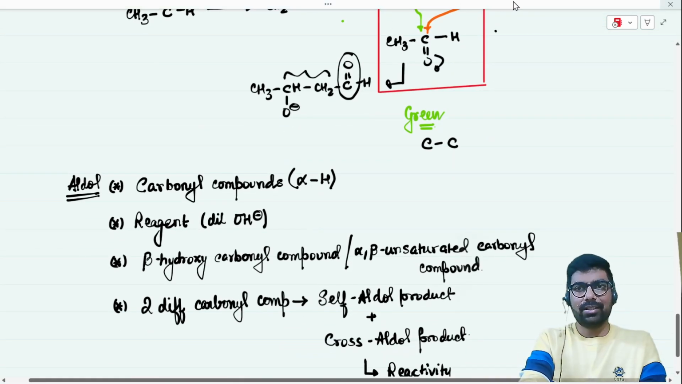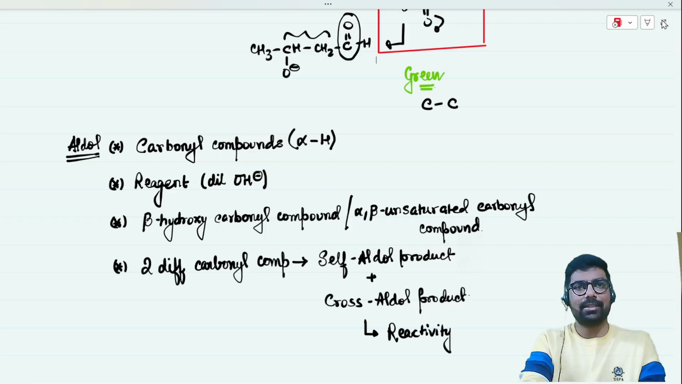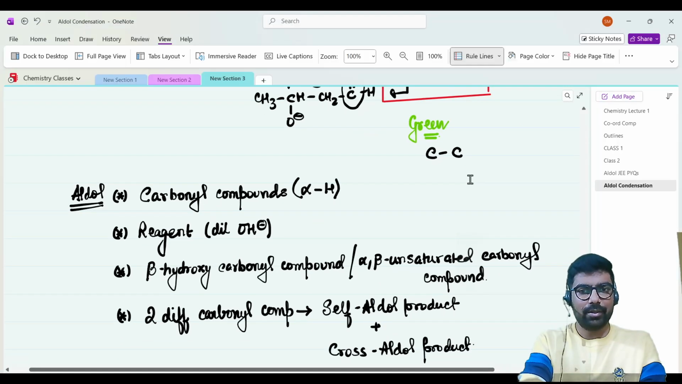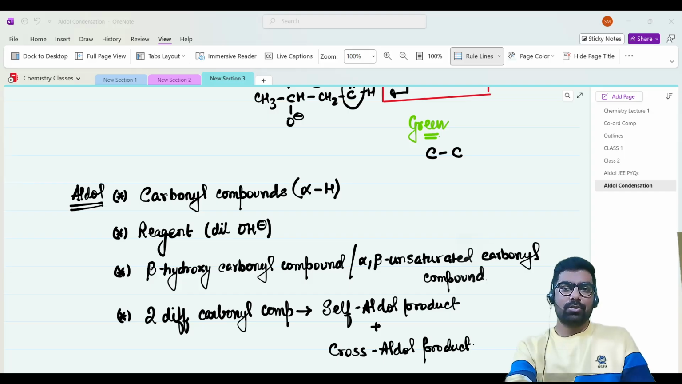Then we will move on to the next part. Now instead of a base, an acidic medium is also possible. So we will do aldol condensation that is also possible in the acidic medium. So now, the aldol condensation in acidic medium.